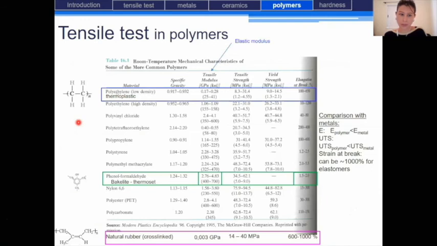So, for example, polyethylene, which is a thermoplastic, will have a tensile modulus that is much lower than the one of bakelite, which is a thermoset, a resin. And the lowest value of tensile modulus that we can find in this table is the one of natural rubber that is cross-linked, which is an elastomer. So we confirm that the elastic modulus is higher for thermosets.